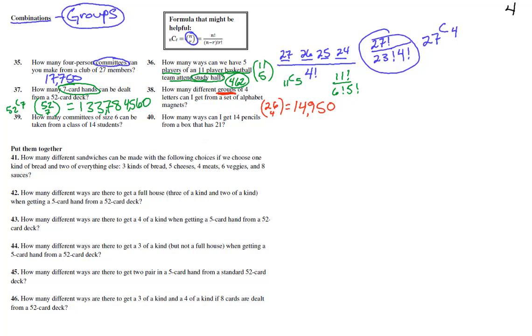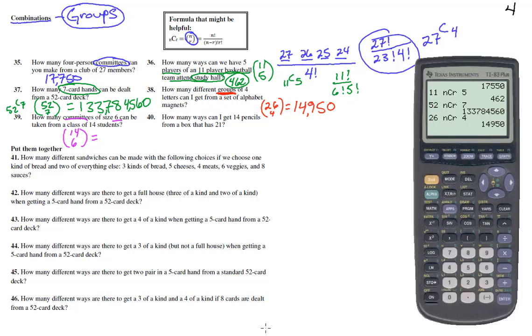Number 39. How many committees of size 6 can be taken from a class of 14? 14 choose 6. And we know that it's a committee, it's a group, so we're not doing permutations, and we just plug it into the calculator. 14 choose 6 is 3003.